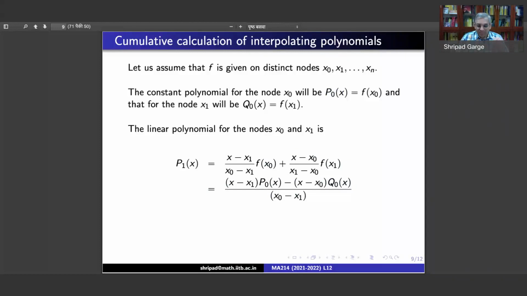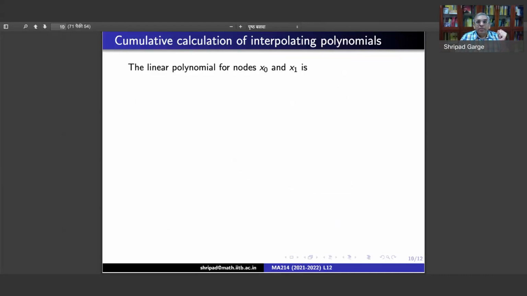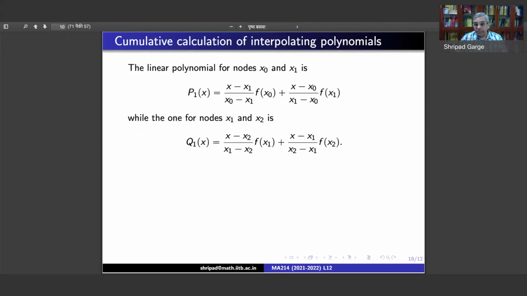Can we generalize this to a formula? So this initial calculation might be difficult to generalize. Let's do one more case. We will do the quadratic case. So what that means is that we will start with linear polynomials interpolating x0, x1 and x1, x2, and we will try to see whether we can write down the quadratic polynomial on these three, x0, x1, x2. So for nodes x0 and x1, our linear polynomial is this, right? It's the Lagrange polynomial for x0, x1 into f of x0, plus the Lagrange polynomial for x0, x1, but the value is 1 now at x1, into f of x1. The same for x1 and x2 is this. So we call them p1(x) and q1(x).